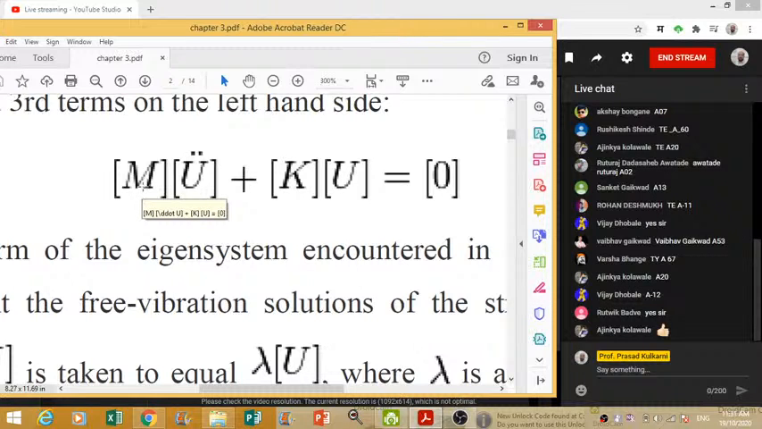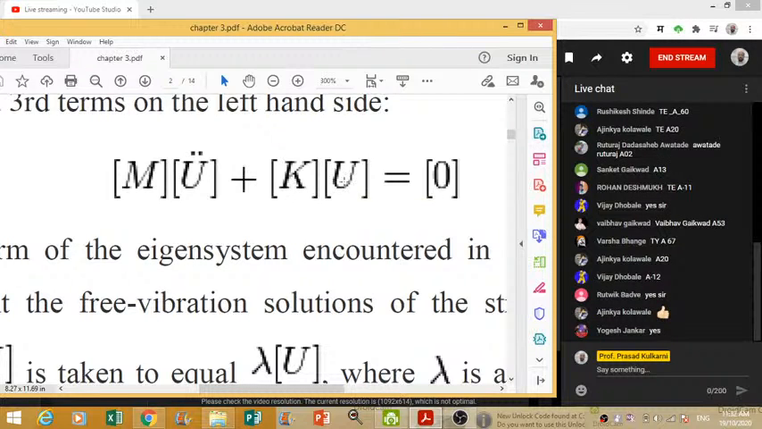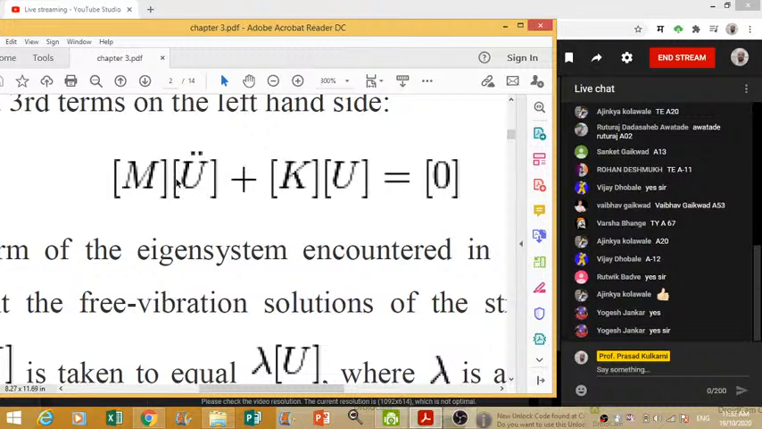So here, m u double dot, instead of u you can type x also. It indicates an acceleration, and u indicates the displacement. So here kx is equal to 0. You can observe from this equation that there is no force. There is no force in this type of analysis.